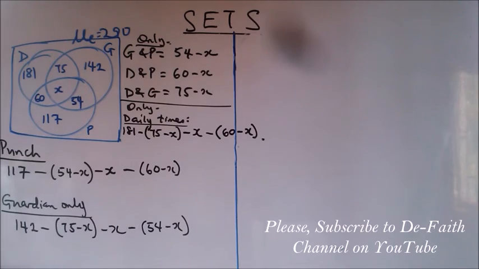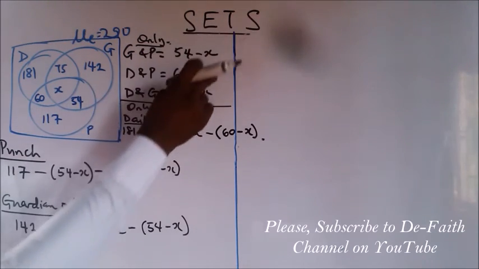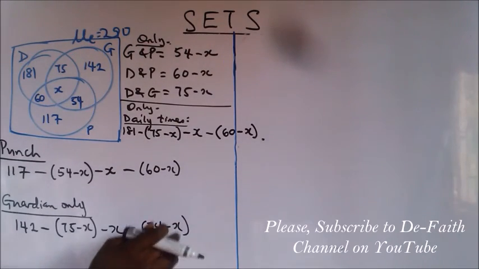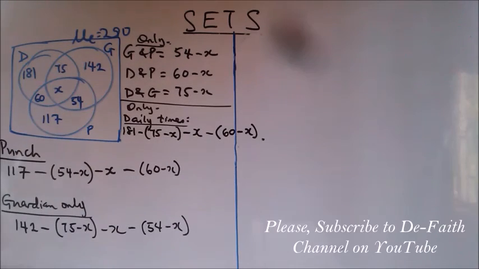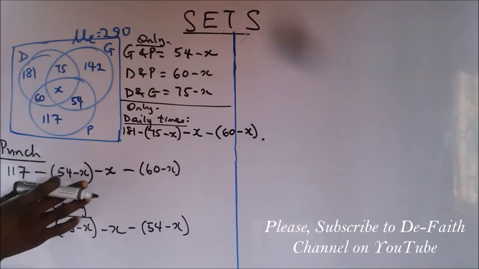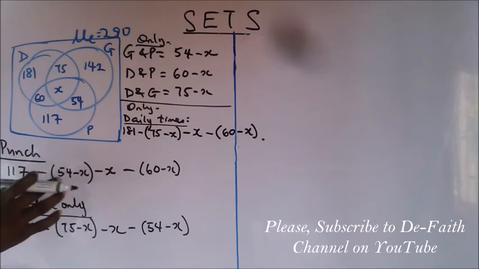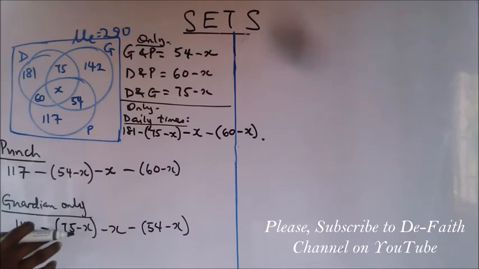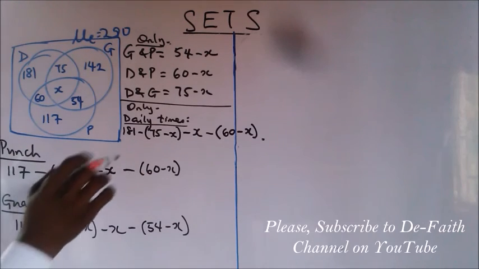When we have gotten the value of this, we add it together, and that will give 290. And so first, let's bring the like terms together in Daily Times, like terms together in Punch and also in Guardian. So here's how we go about that.